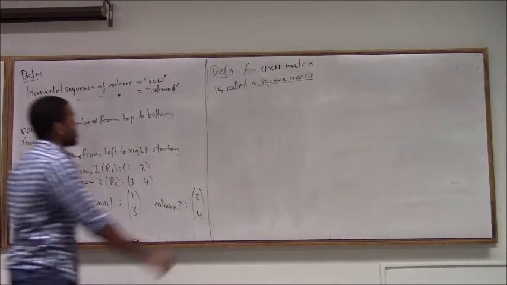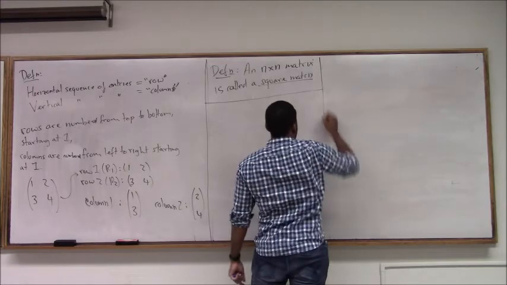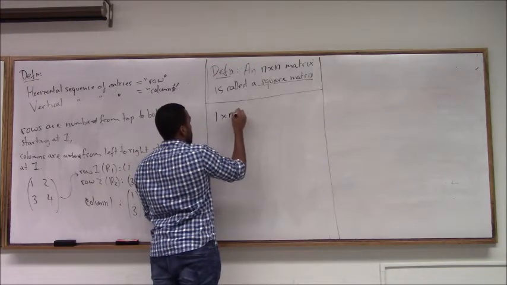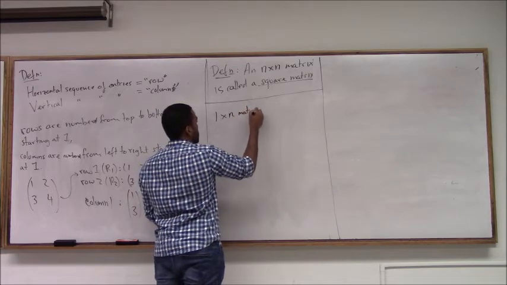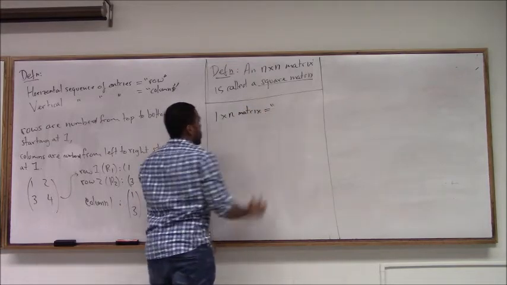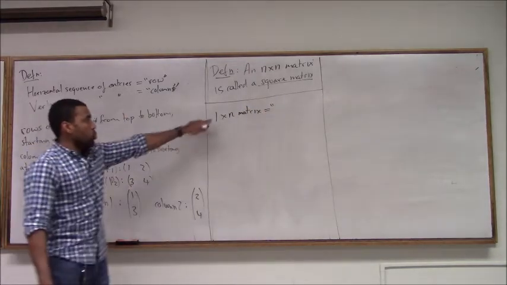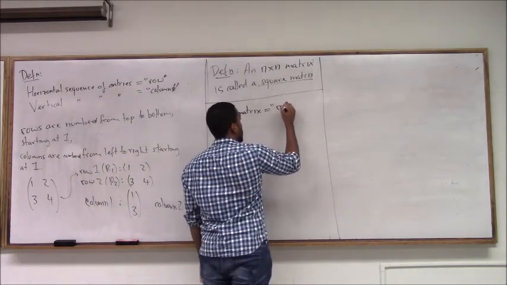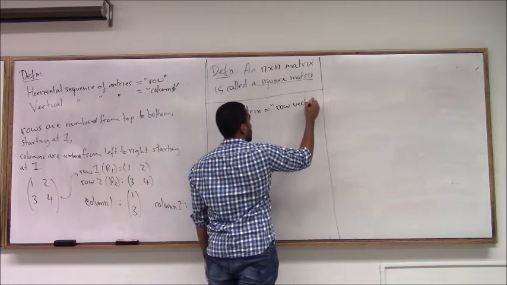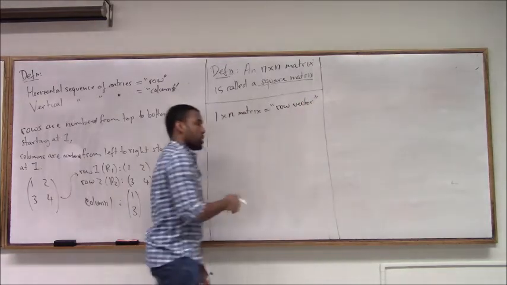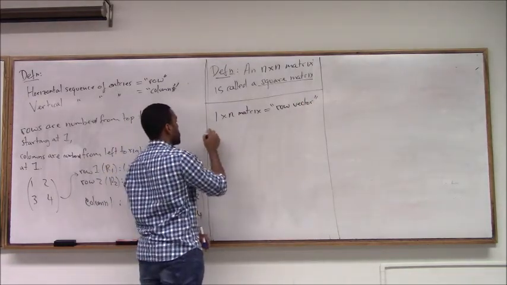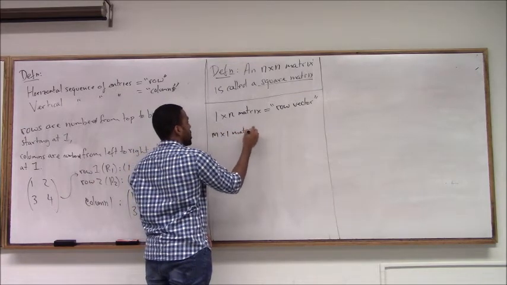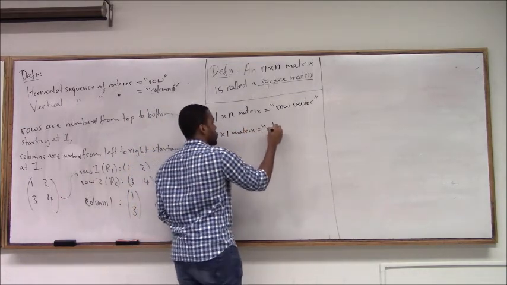If you have a 1 by n matrix, that means it has 1 row and n columns. That's called a row vector. The word vector we'll be using more generally in the future. There's also an m by 1 matrix, which means it has 1 column. This we call a column vector.